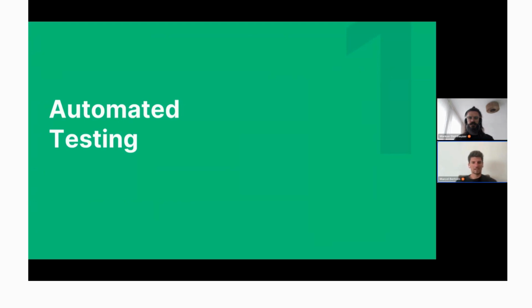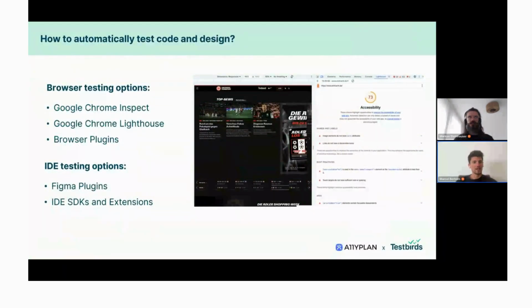So let's start with the first phase, automatic testing. So how can you do automatic testing? There are a lot of possibilities, free possibilities already built into your devices. For example, we have testing possibilities in the browser. I usually use Google Chrome with the inspect mode, the Lighthouse tool, which is baked into the browser. And there are also additional plugins available.